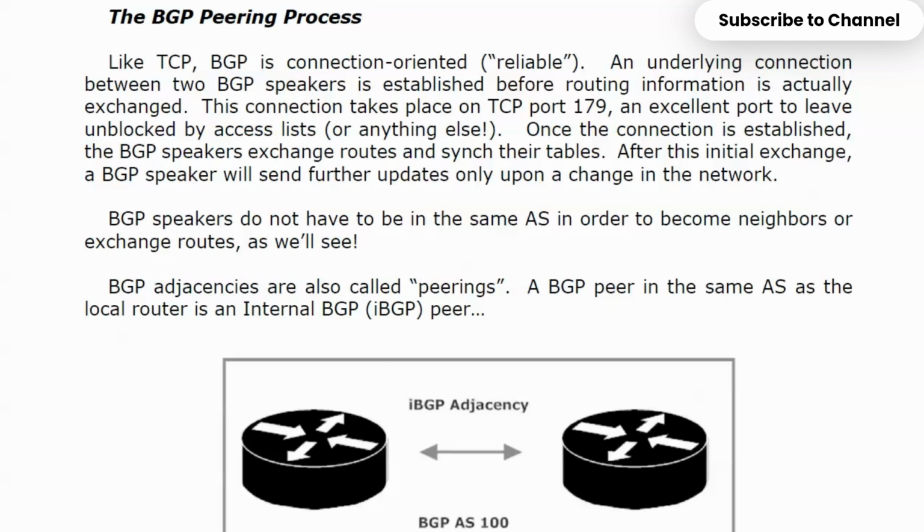a BGP speaker sends further updates only when there is an actual change in the network. Now, BGP speakers do not have to be in the same autonomous system in order to become neighbors and exchange routes, as we're going to see in just a moment.